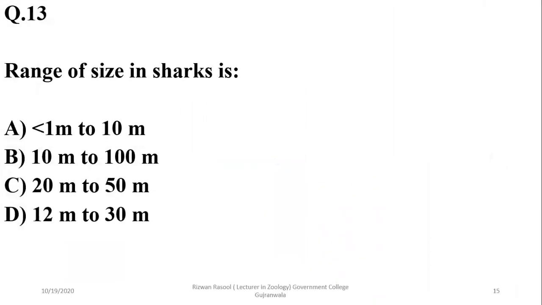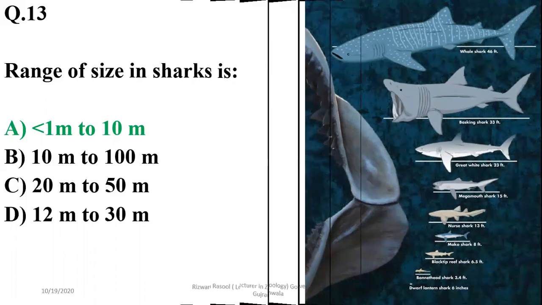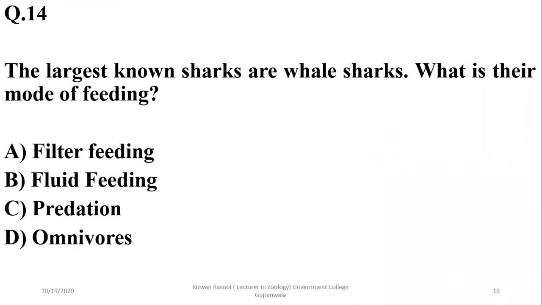Number 13, the range of size in sharks is usually less than 1 meter to 10 meters, but there are some exceptions, where certain sharks may range up to 18 meters, such as the large whale shark or basking shark, which are also larger than 10 meters. Great white sharks are also some of the larger species. But smaller species of sharks are smaller than 1 meter. The largest known sharks are whale sharks.